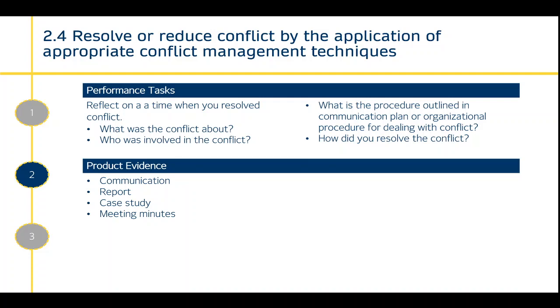What was the conflict about and who was involved in the conflict? What is the procedure outlined in the communications plan or organisational procedure for dealing with the conflict? How did you resolve that conflict? Product evidence for this may include a communication, so it could be digital communication such as an email, an instant message, Teams message, whichever system you use. Could be a report on the conflict that occurred, a case study, could be meeting minutes as well.